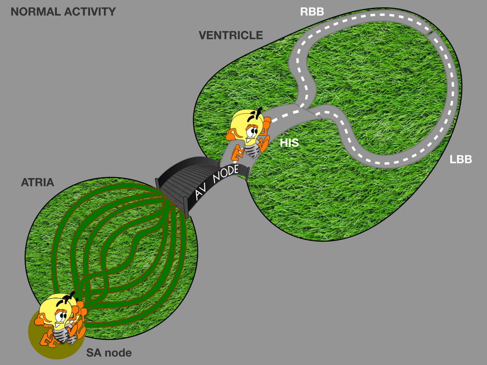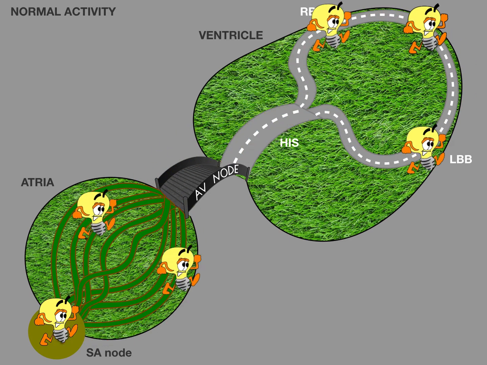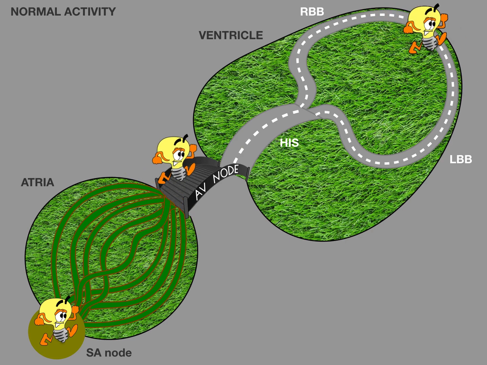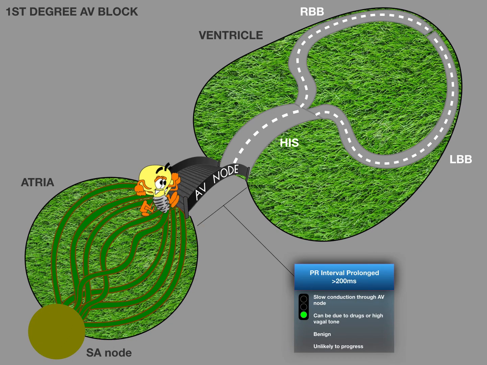Here's a very simplified animation of the electrical activity in health. So the impulse travels through the atria, is slowed through the AV node, and then travels through the ventricles via the bundle of His and the left and right bundle branches. In first degree AV block, conduction is slowed across the AV node. This gives a prolonged PR interval, so greater than 200 milliseconds on an ECG. However, first degree AV block is benign.